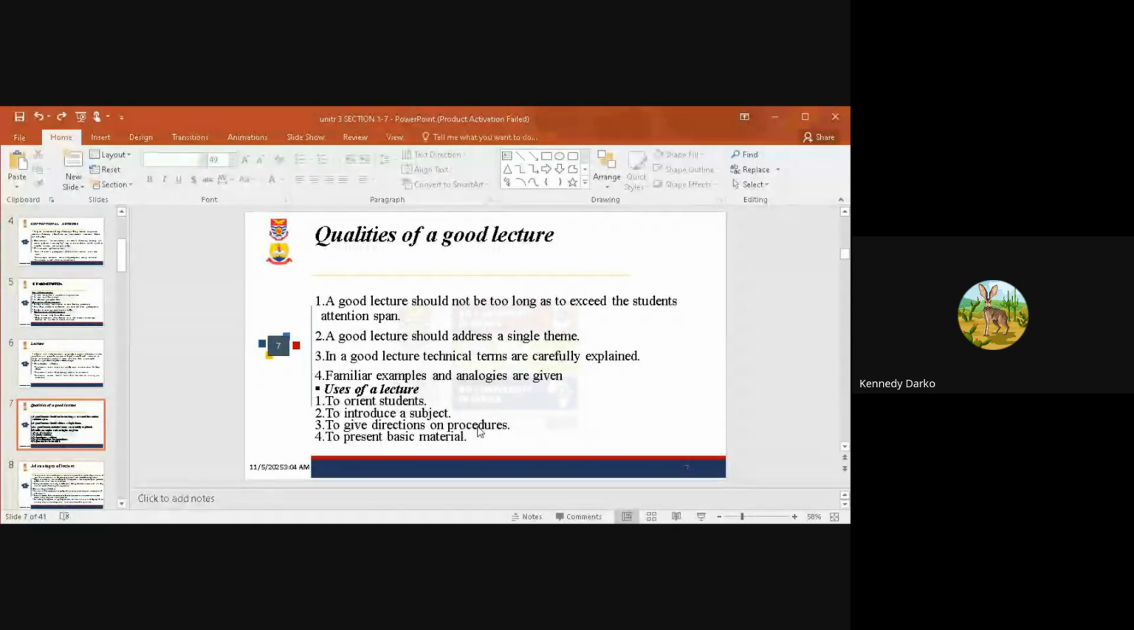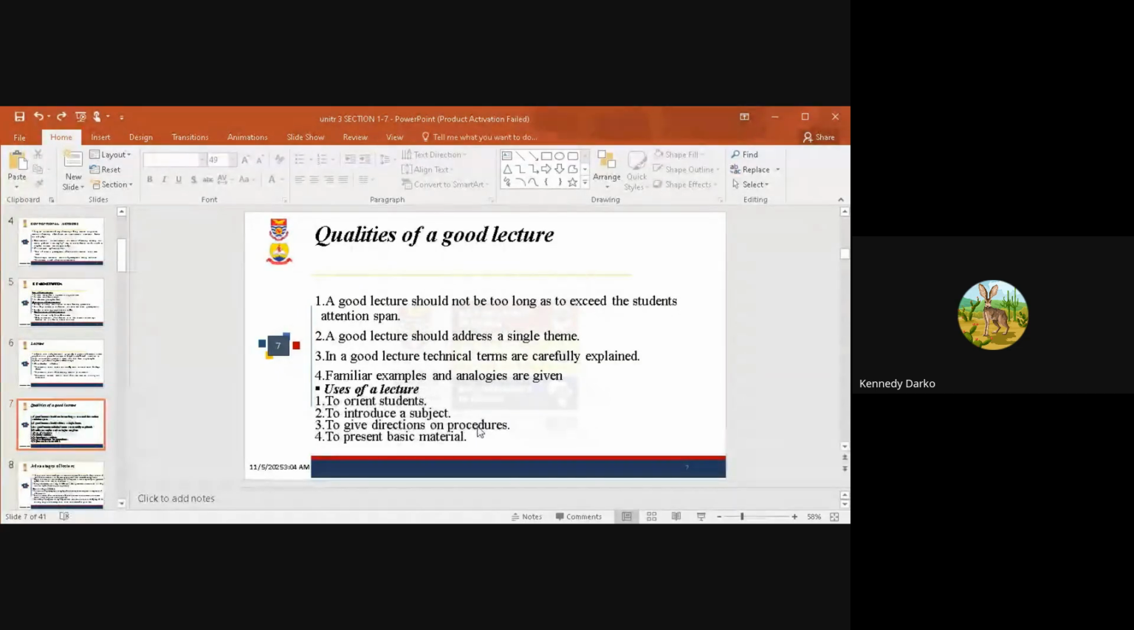Four, familiar examples and analogies are given. Once I am lecturing, I must relate my example towards something that students are familiar with. Certain analogies, certain instances must be given so that the student will be able to connect what you are saying to what they don't know, because they have seen a similar thing or a similar situation before, and they will be able to connect.